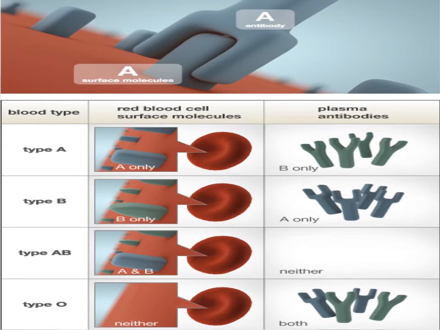Same thing for type B. They can receive it from type B and type O, but not AB and certainly not A. Now, O can be the hardest to receive blood from because they can only receive blood from type O.